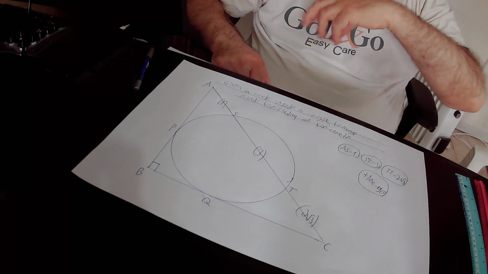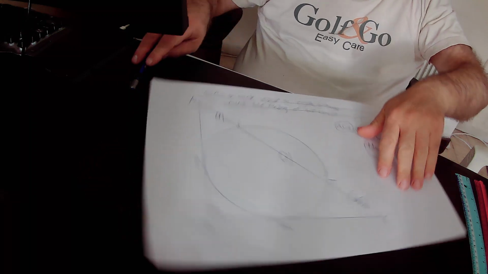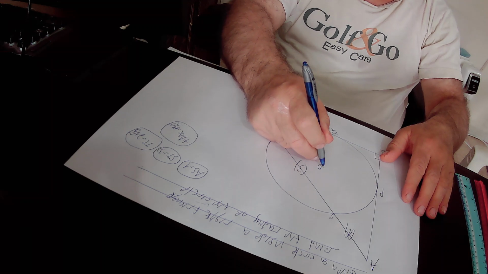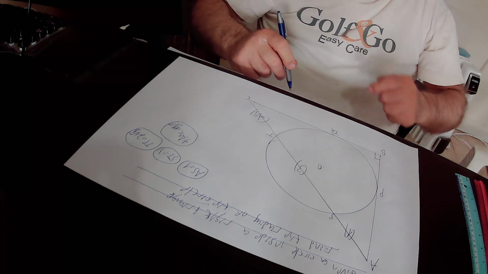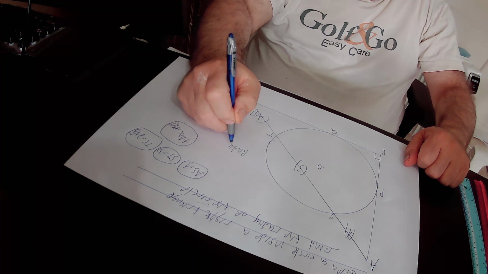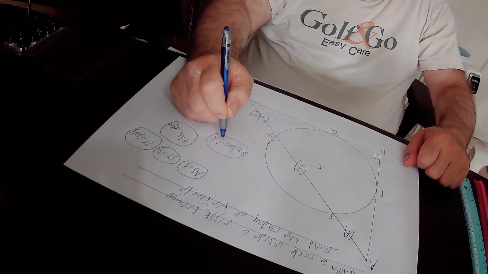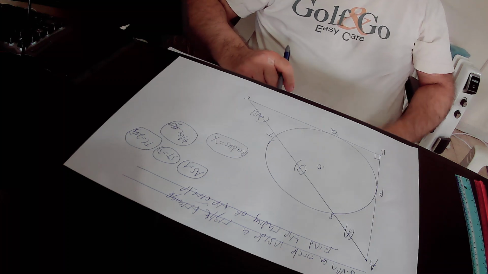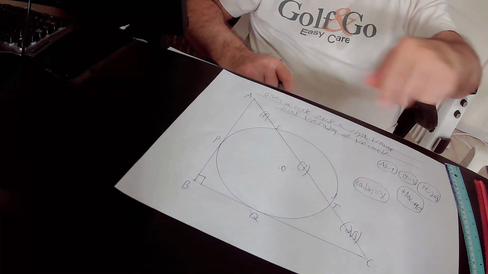So first of all, we define the center of this circle, this point, as O. And we define the radius of this circle as x. In the next step, we join points O and Q together by a straight line.